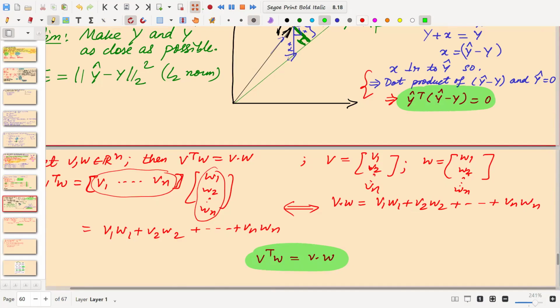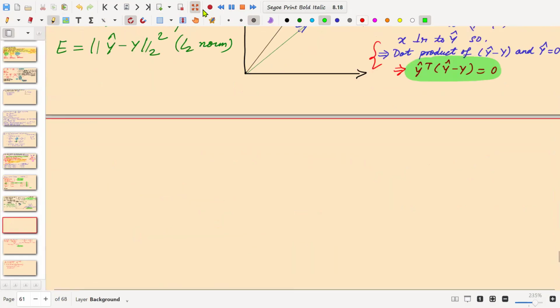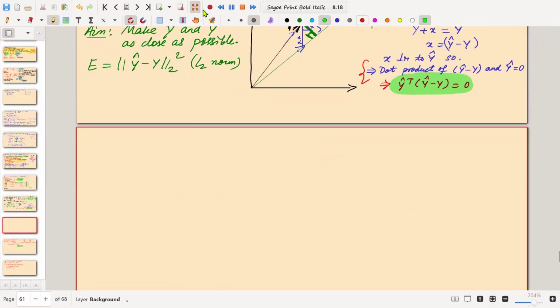Do you agree? I hope that is okay. See, slowly we are arriving at a condition. I mean, what condition to put so that you will get the best fit? Agree. Now we have to solve this equation. So let us go back.